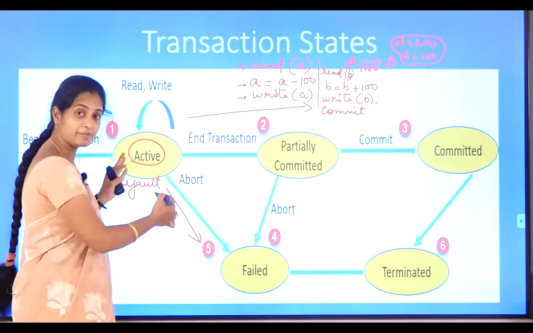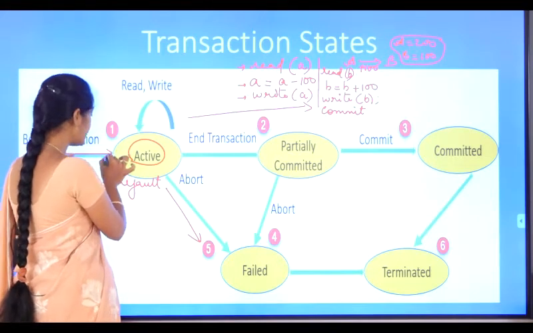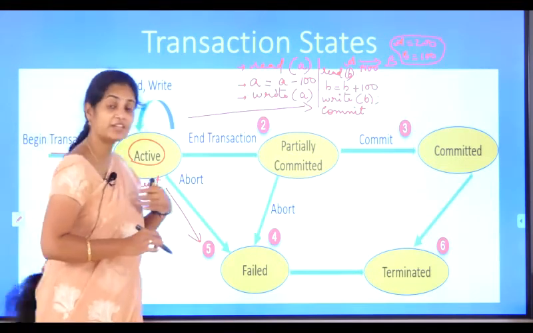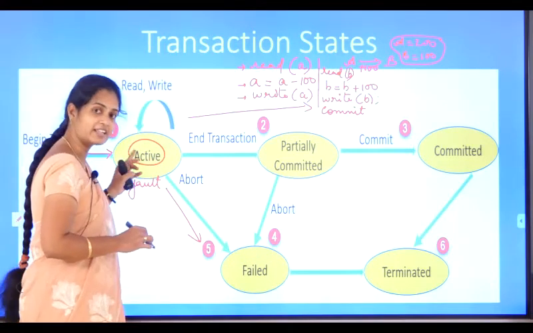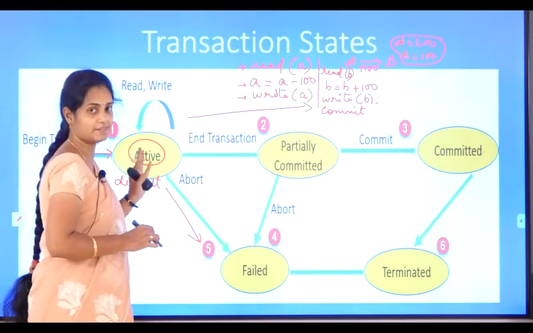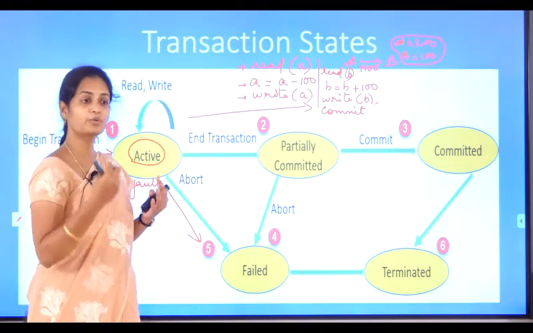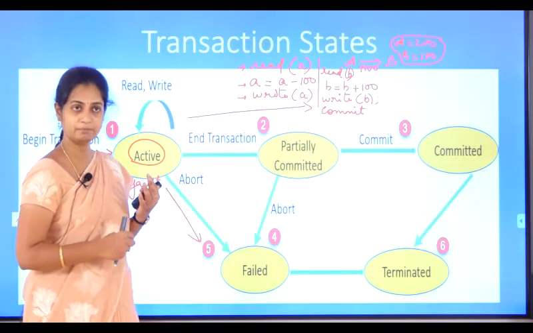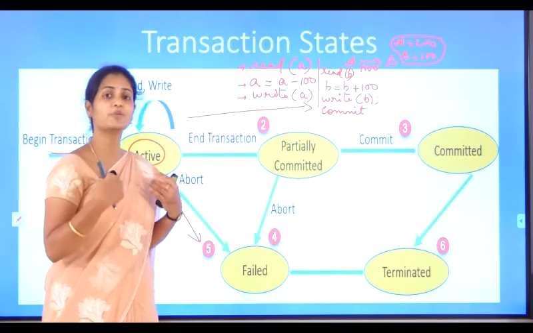Again, coming back to the transaction states. When will a transaction be in an active state? When we start the transaction, then that transaction will be in an active state. A small example: I visited an ATM, and I want to debit 5,000 cash from my account. So what will I do?